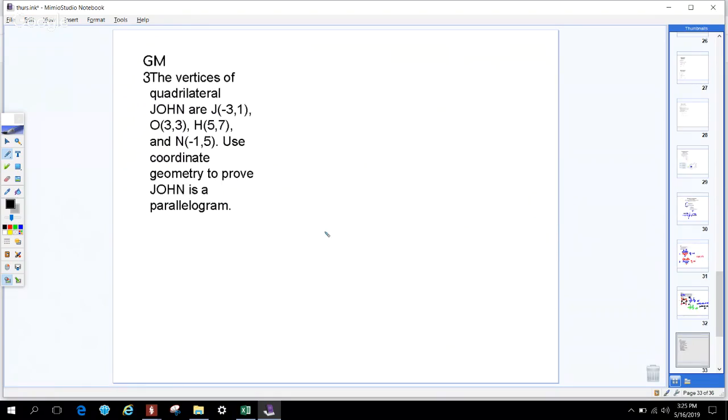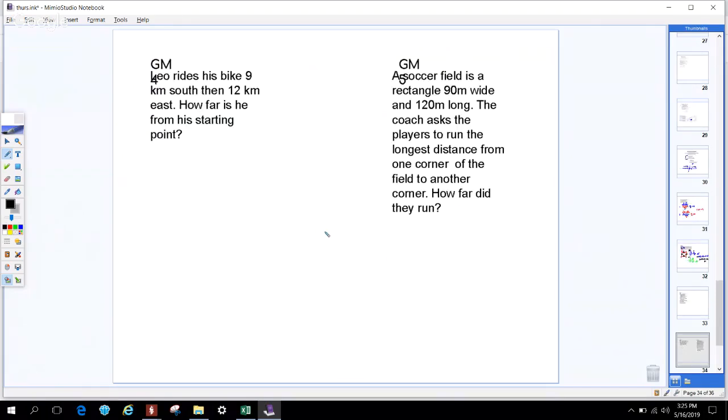Next, this one, it says prove it's a parallelogram. Go back to the front of the page. Parallelograms, opposite sides are congruent. You could do distance formula, or I think it's easier to do midpoint because in a parallelogram, the diagonals bisect each other.